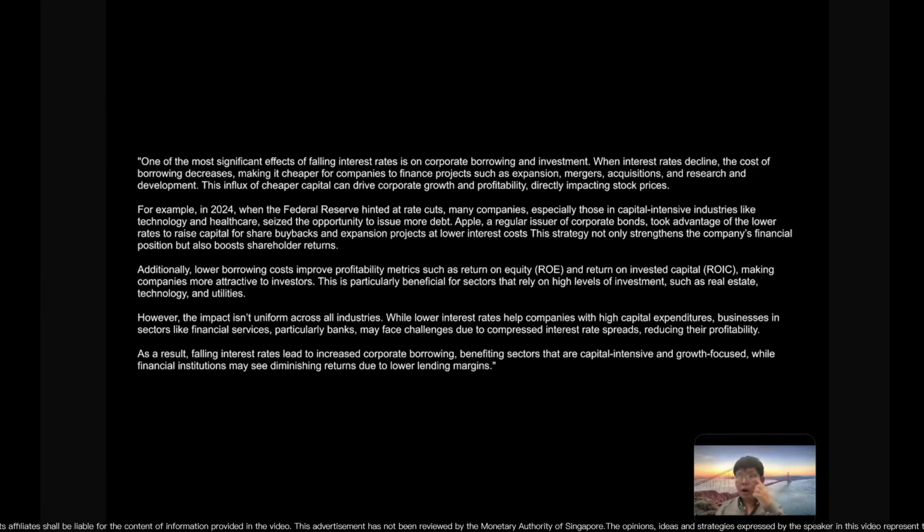It's due to corporate borrowing. Borrowing becomes cheaper, then expansion can become more and more. As borrowing is cheaper, return on equity, return on invested capital and all that will be more attractive to investors. Now we go on to some of the industries that benefit from interest rate drops, such as real estate, technology and utilities. We have seen real estate companies going up by a lot.